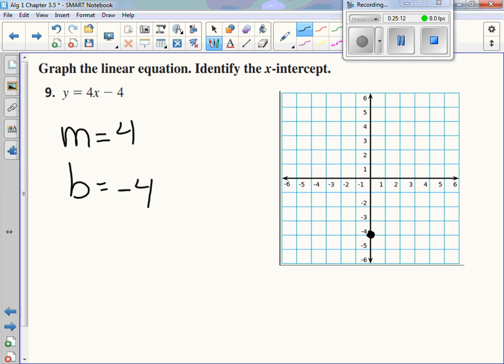So from this point, where would I go? I would go up 4 and over how far? Because the rise is 4, the run would be 1. Anytime there's not a number in the denominator, it's always going to be 1. You go up 4 over 1.